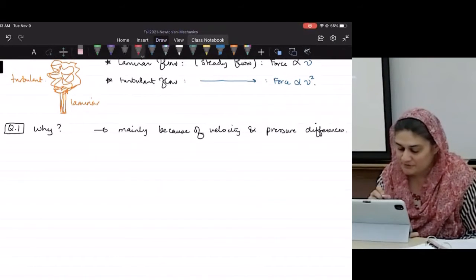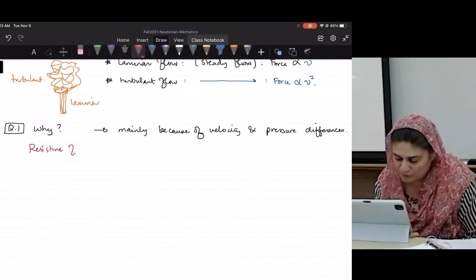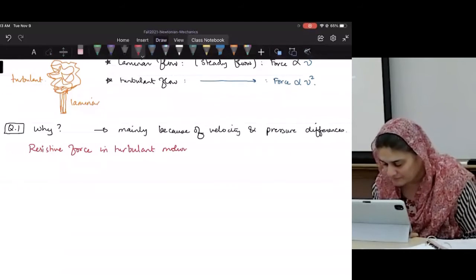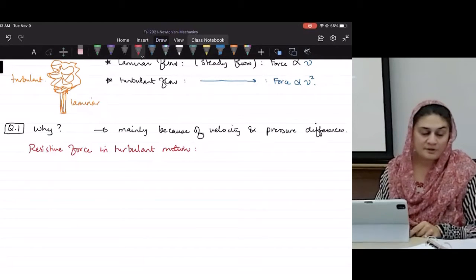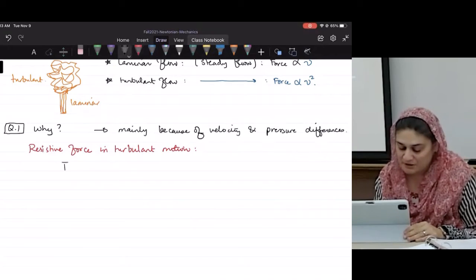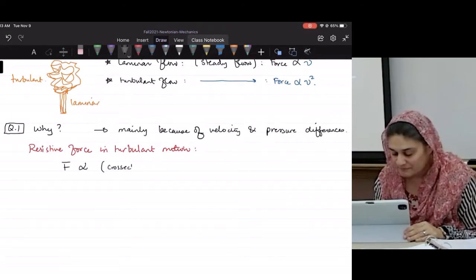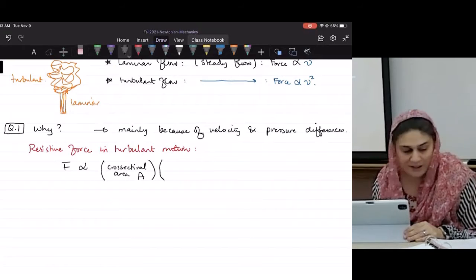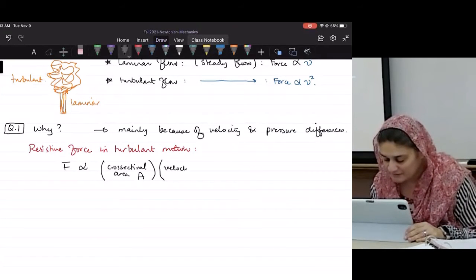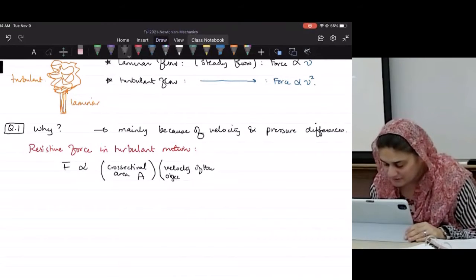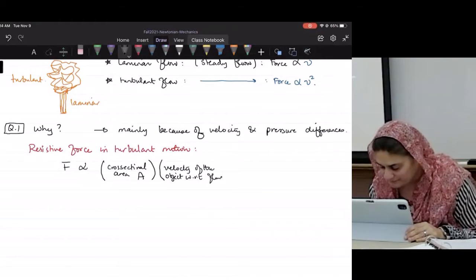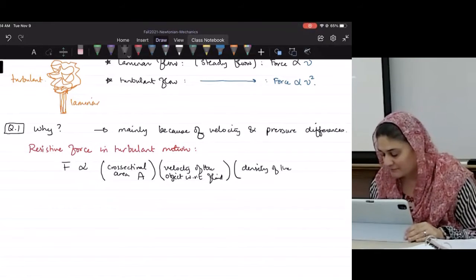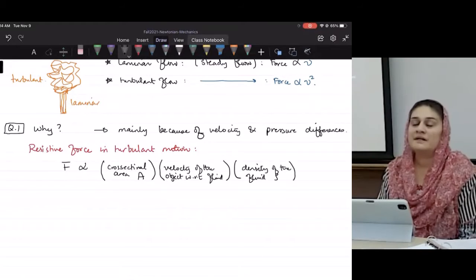So here's what we're going to do. Resistive force in turbulent motion. So I'm going to tell you that that force is being caused by cross-sectional area. We'll call it A. It's being caused by the velocity of the object with respect to the fluid. And 3, it's being caused by the density of the fluid. Rho. Can you come up with a formula?